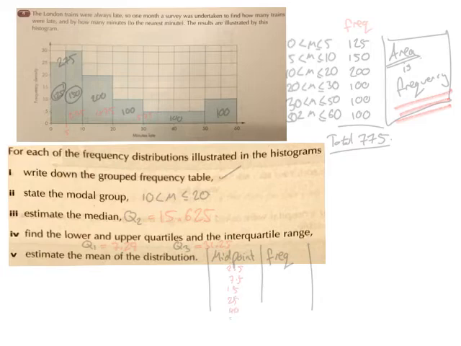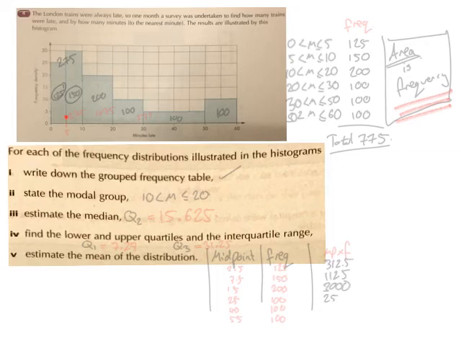Finally, the mean of the distribution. Now, we're going to get this more from the table than from the histogram. So we're finding the midpoints of each of these, and I've listed them there. I've rewritten the frequencies down, and now we're just multiplying across as we go through, midpoint times the frequency.